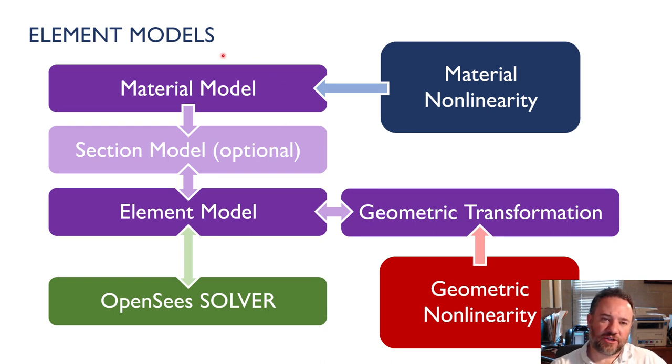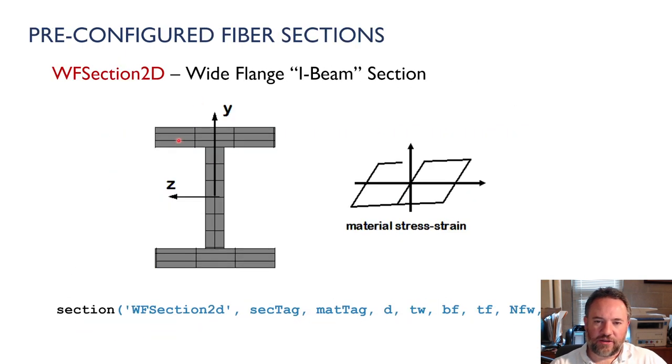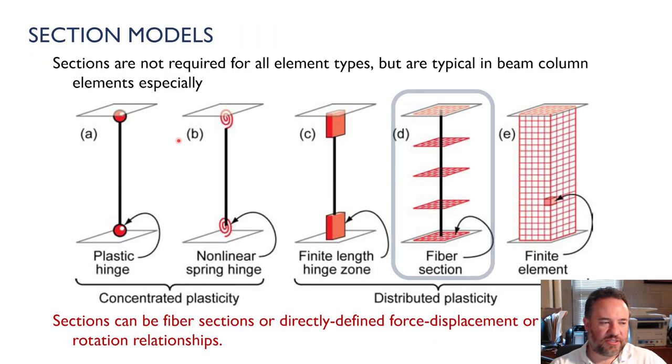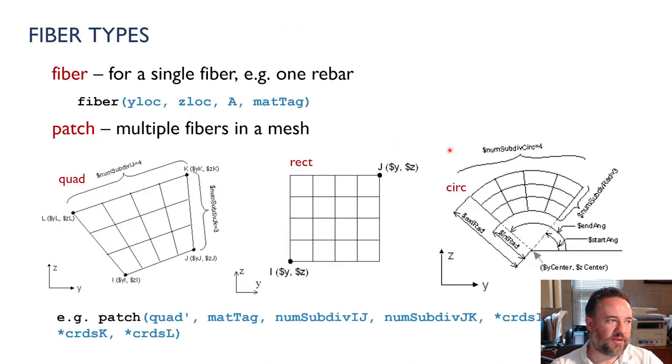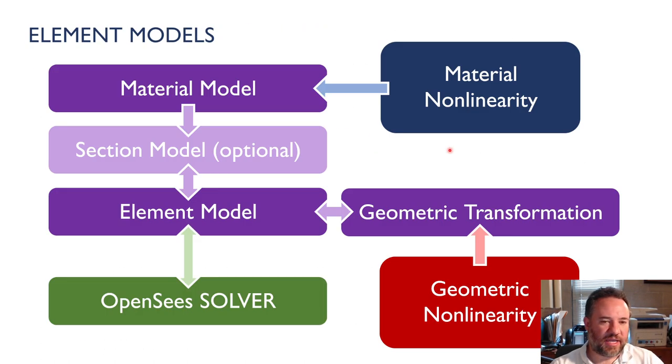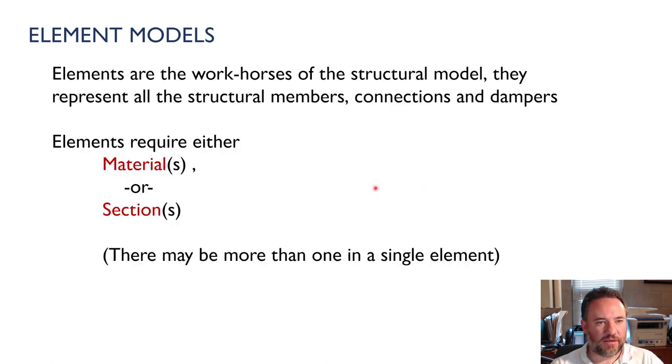Okay, so that covers off material models and section models. Obviously, those have to go somewhere. We need to end up putting those into a beam somewhere, right? So if I'm doing a beam column, then I might have sections. But there's lots of elements. I can do a spring element, I can do a truss element, and so on. Okay, so that's elements now. And the elements have geometric transformations. We're going to get into the transformations as well in a minute.